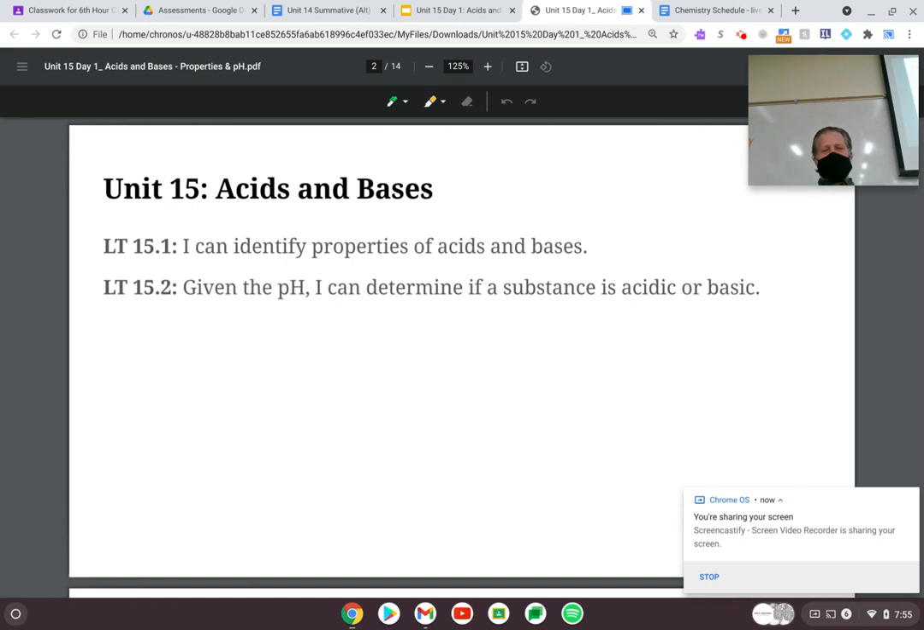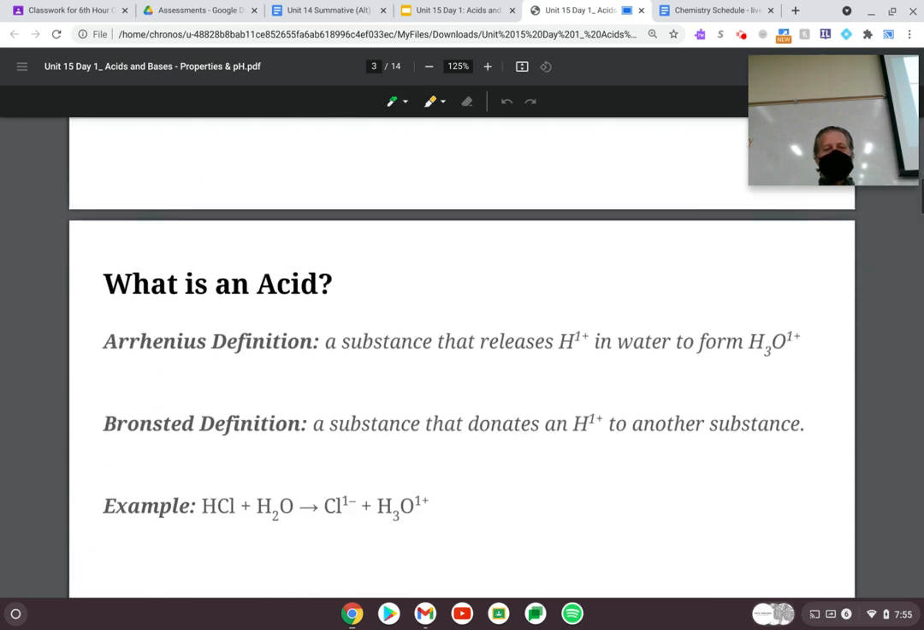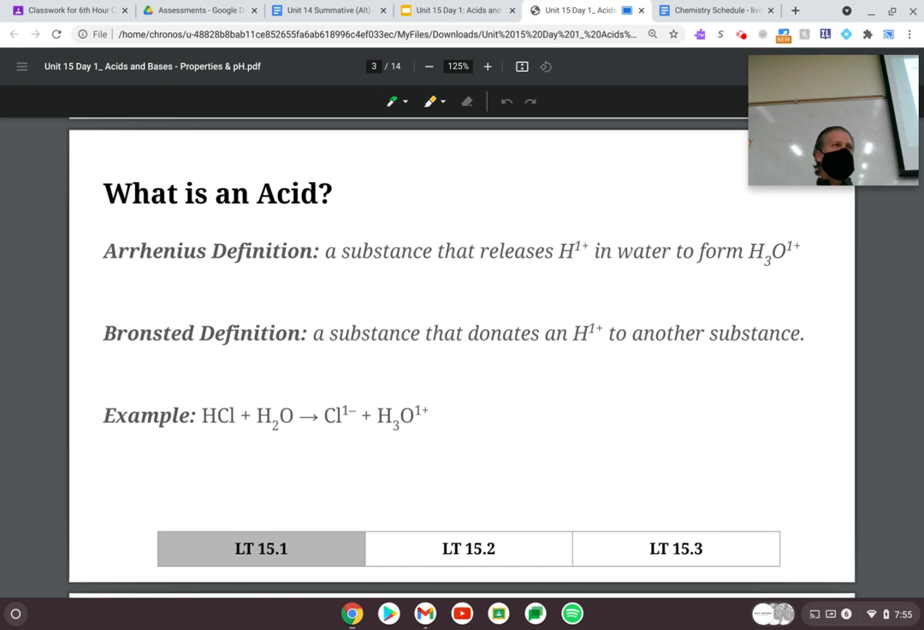Okay, so we're going to talk about acids and bases, and we're going to talk very briefly about some properties of acids and bases today, and what the pH of a substance tells you about whether it is acidic or basic. So, like I said, there's two different definitions of an acid. Technically, there's three. And so we're going to focus on two of them.